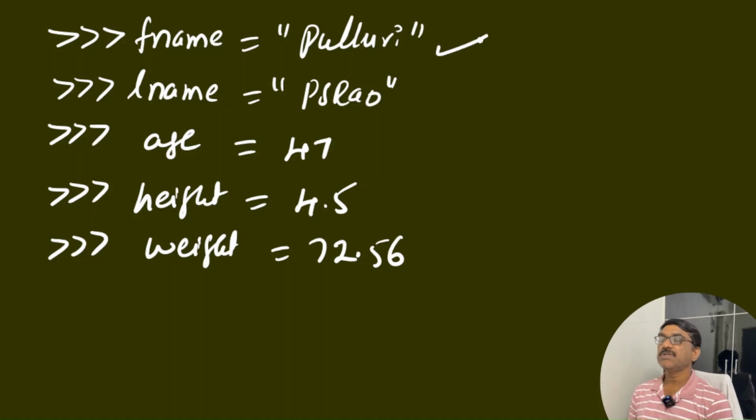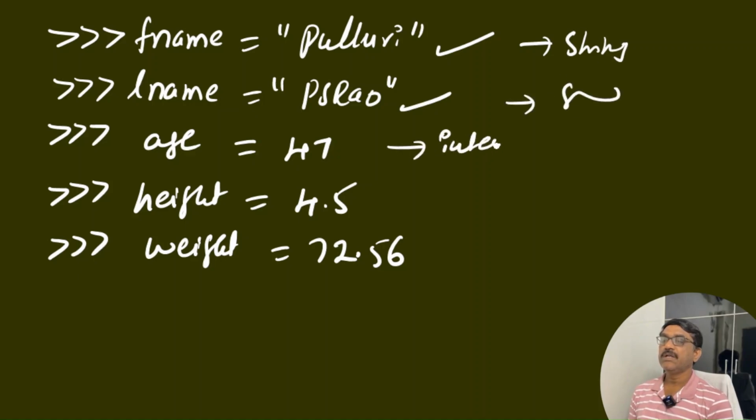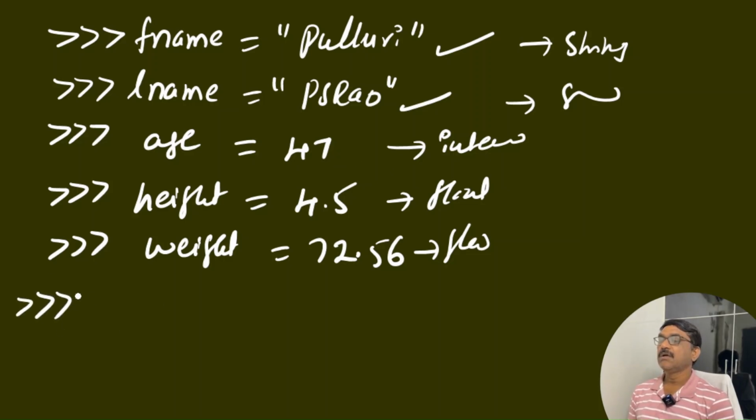The first variable name is f name, second one last name. This is the string object. This is also a string object. Here we are talking about the integer object, and this is the floating point object. This is also a floating point object. We have 5 objects.